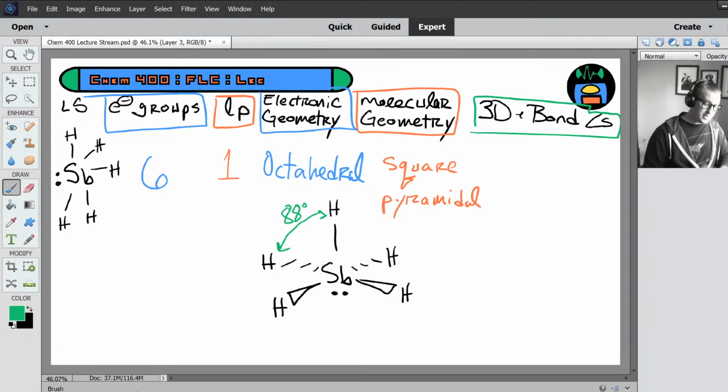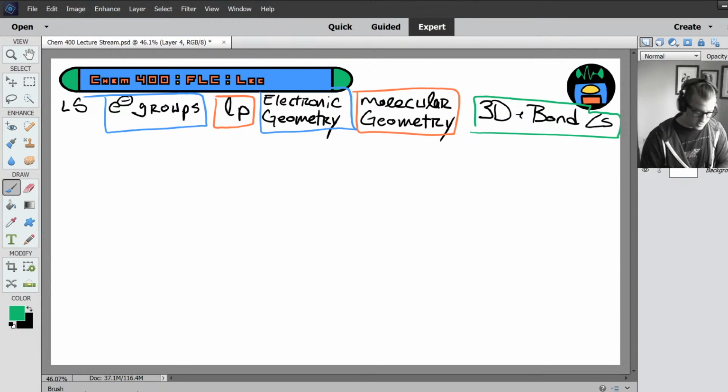All right. Now this is the second to last geometry we have to learn. The last one, the final one, is 2 lone pairs, and then that'll be it for VSEPR theory. So let's go ahead and take a look at what happens when you have 2 lone pairs in play.